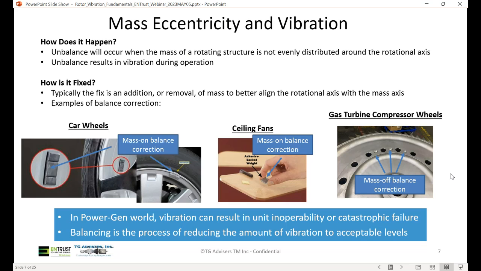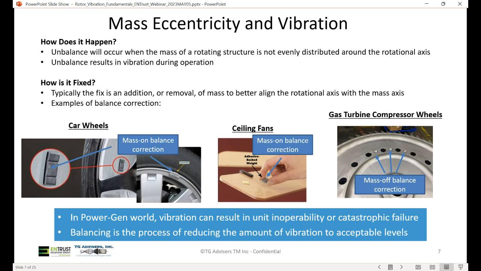Mass eccentricity and vibration. How does it happen? Unbalance will occur when the mass of a rotating structure is not evenly distributed around the rotational axis. This unbalance results in vibration during operation. How is this fixed? Typically, the fix is an addition or removal of mass to better align the rotational axis with the mass axis.